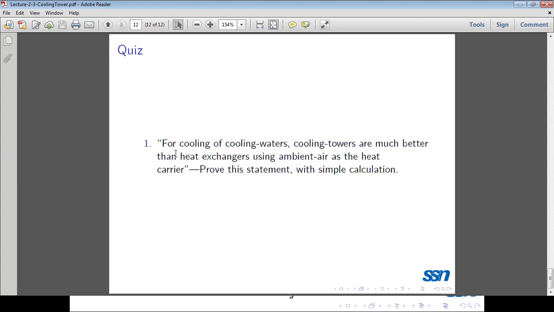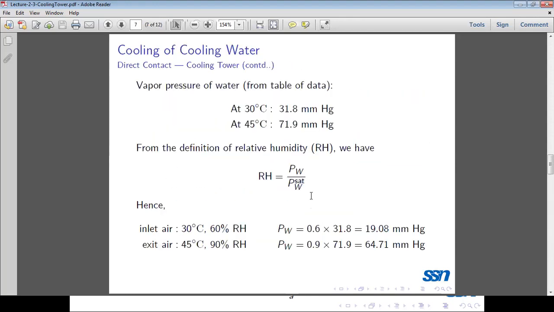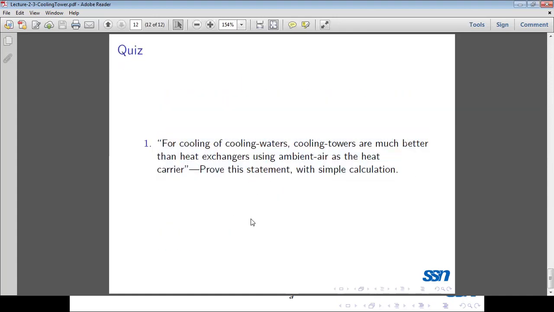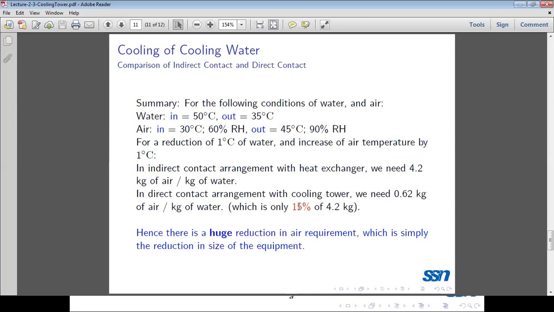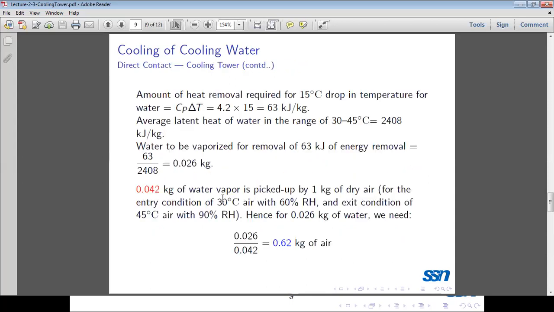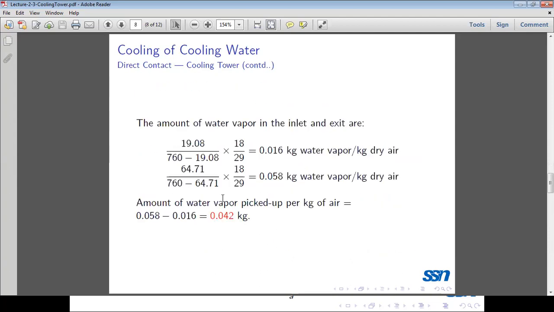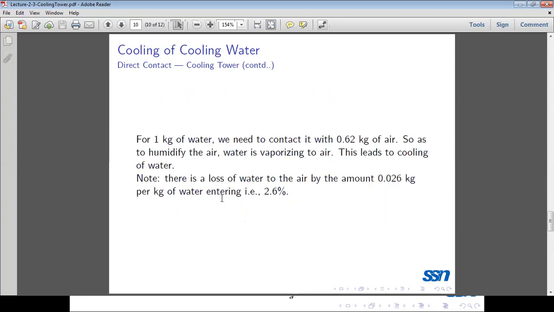Maybe I will ask: cooling towers are much better than heat exchangers using ambient air. To justify this, you need to go through this calculation. Maybe I can ask this as an assignment, but I won't ask it in the test or examination, because this is slightly beyond the syllabus. But to appreciate this process, I gave this calculation. Nothing to worry about. Those who could understand, please go through this. You can easily understand it. It is simply a connection of the humidity terminology with latent heat and specific heat. Nothing great.